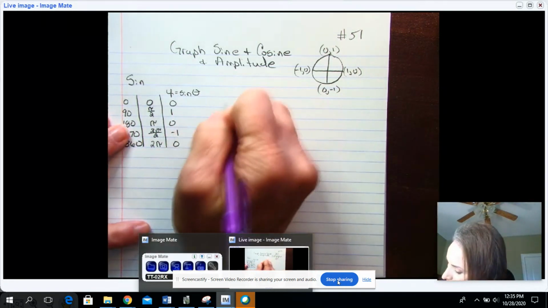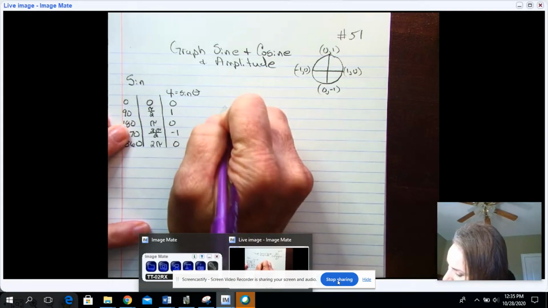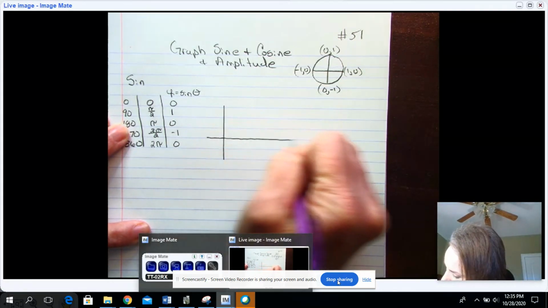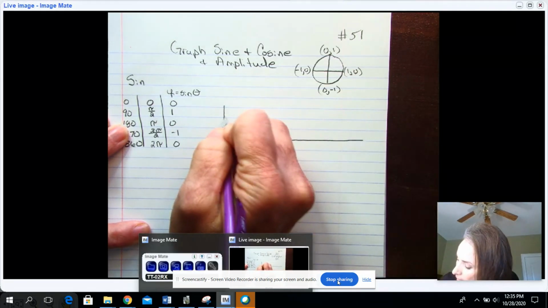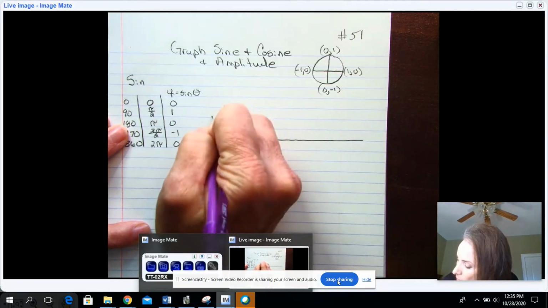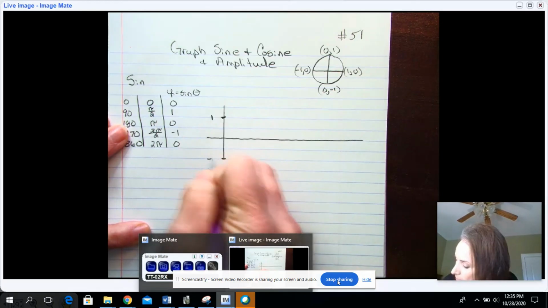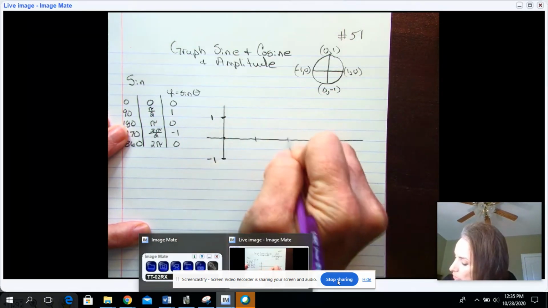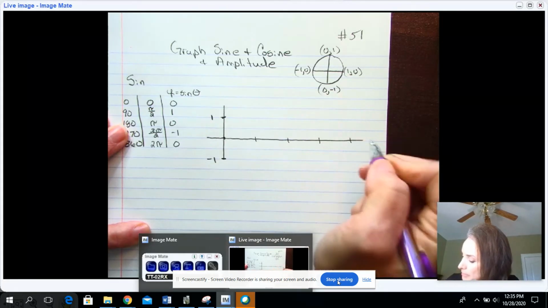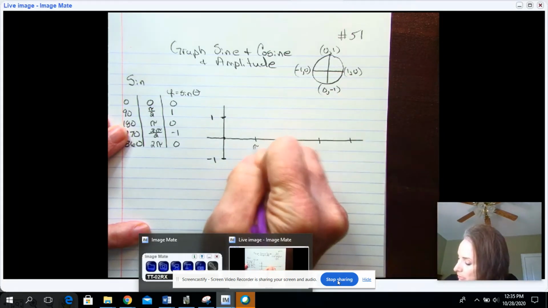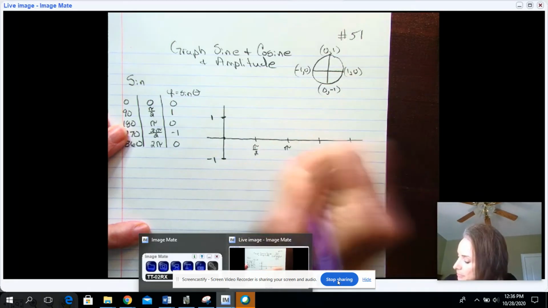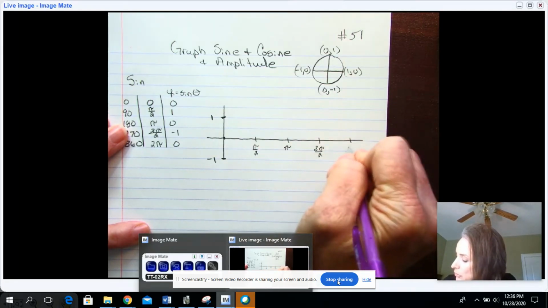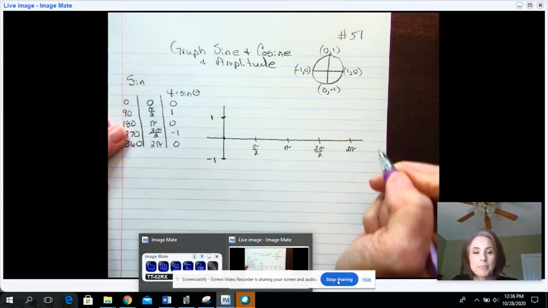So here's how sine works. Draw your graph. We'll say this is 1 and this is negative 1. So that's 0, and then just make 4 marks. 1, 2, 3, 4. So this is pi over 2. This is pi. This is 3/2 pi, 270, and this is 2 pi at 360.